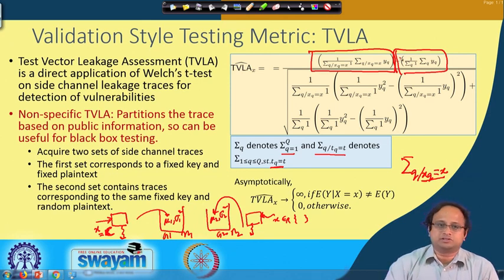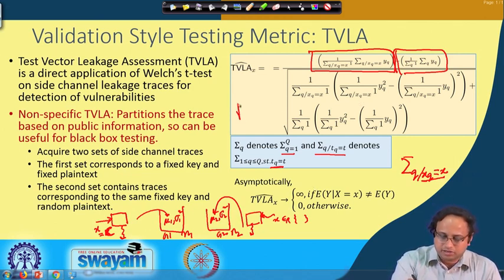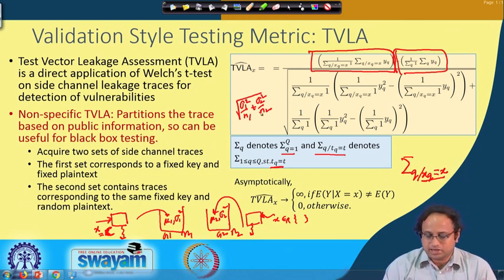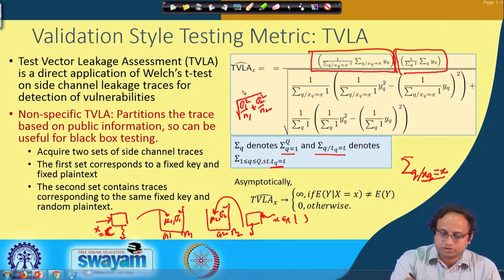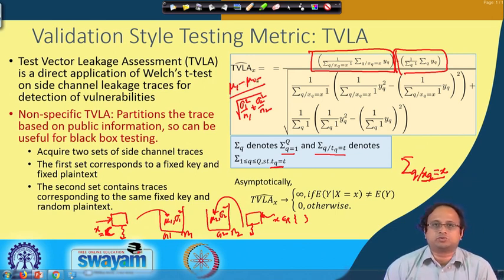Okay. And then I calculate the difference of these two means, and I divide it by the corresponding denominator, where the variance is sigma 1 squared, so in the denominator I have sigma 1 squared by n1 plus sigma 2 squared by n2. So if I simplify, this is nothing but mu 1 minus mu 2 divided by the square root of sigma 1 squared by n1 plus sigma 2 squared by n2. Okay.